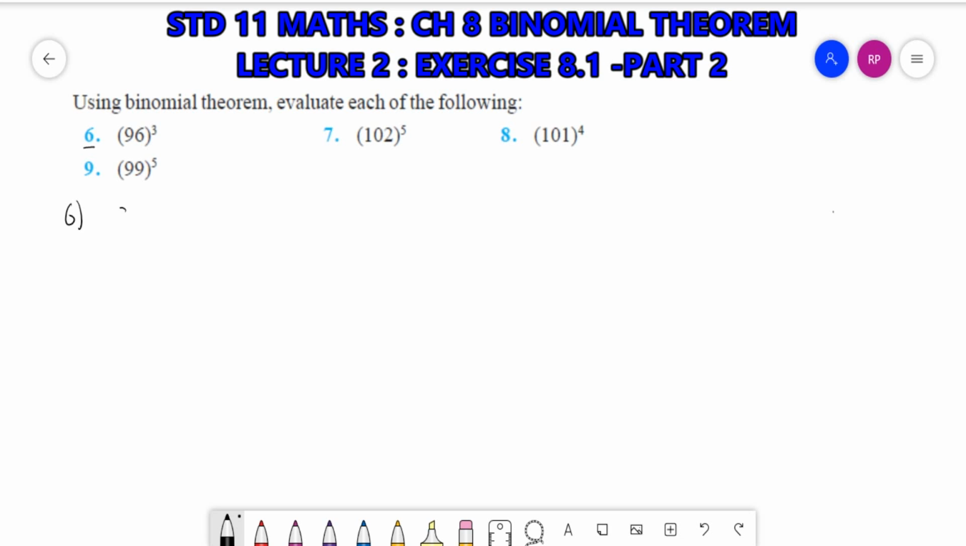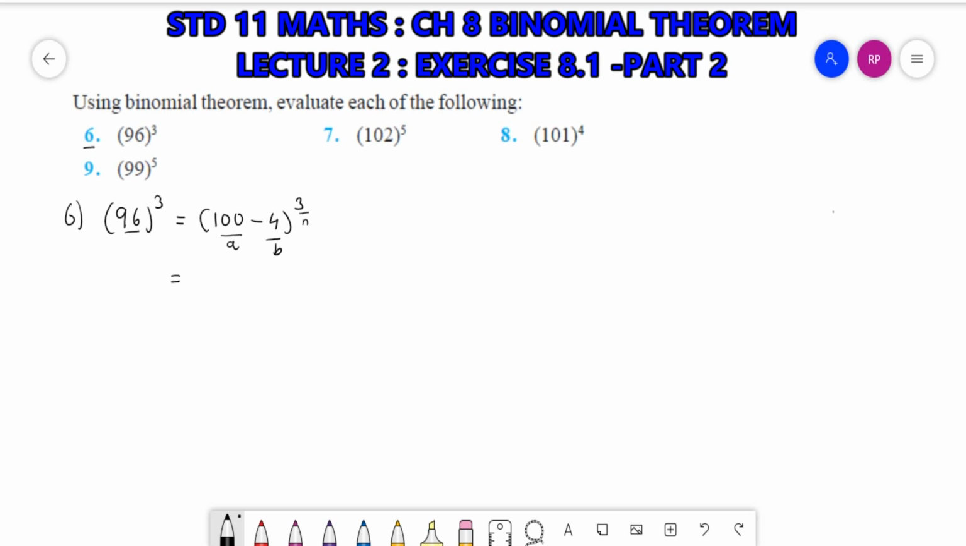Question 6 is 96 cube, whole raised to 3. Okay, so what we can do, we know that we can split this number in terms of 100. So I can write it down as 100 minus 4 whole cube. Now we can use this formula (a minus b) raised to n, with a as 100, b as 4, and this is n.